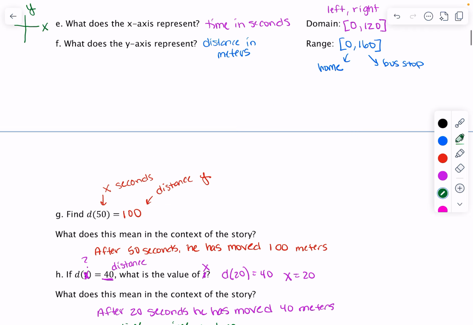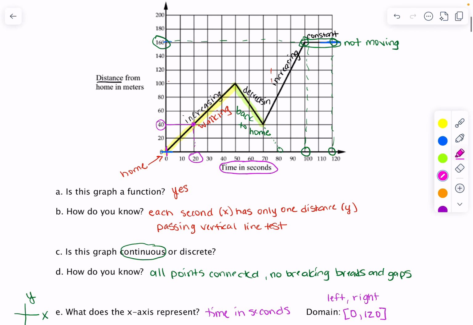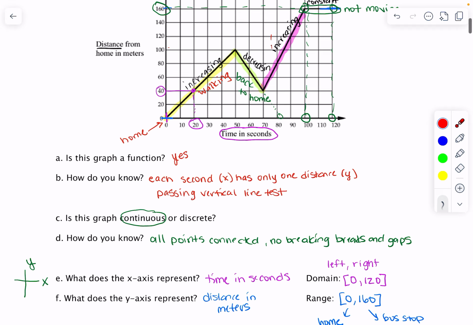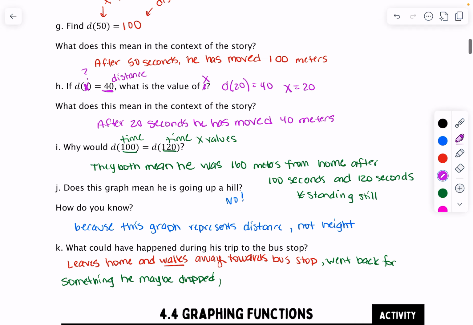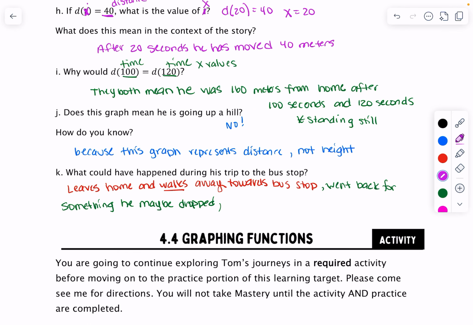The next part of the graph, scrolling back up here, is increasing. Now, notice that if we compare this part of the graph to this part of the graph, this thing I'm circling, this increasing, is much more tilted. It's a bigger slant compared to this. So that means he's moving more distance over time. So if he's moving more distance over time, I'm going to think he's probably running now. Maybe he realized he was getting late because he had to go back. So he's running towards the bus stop.